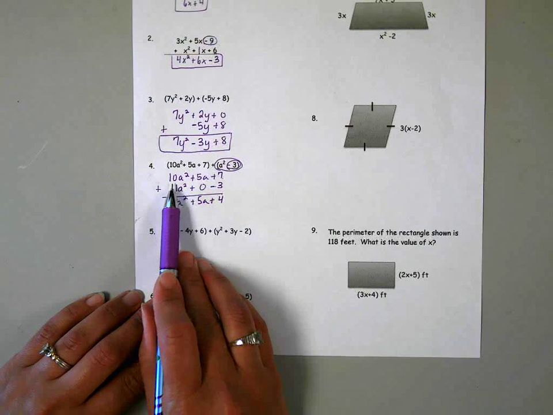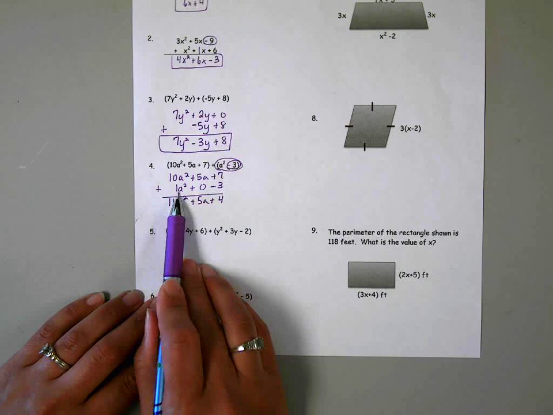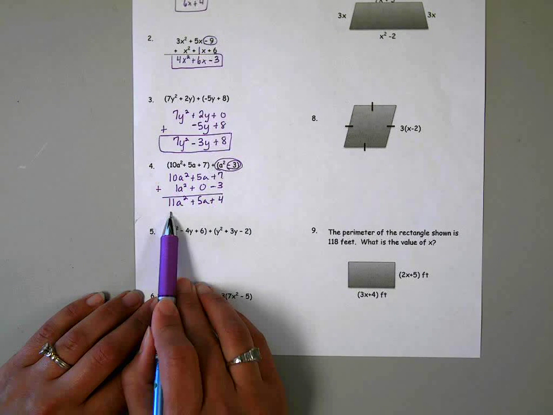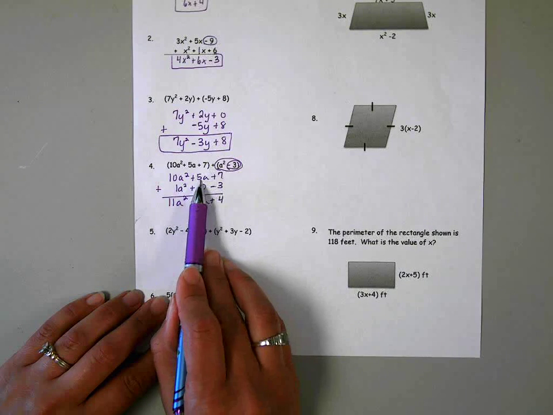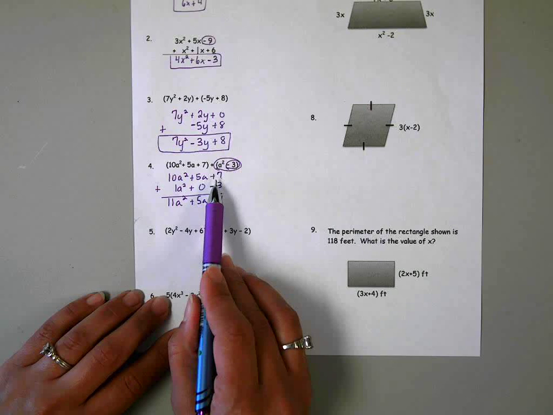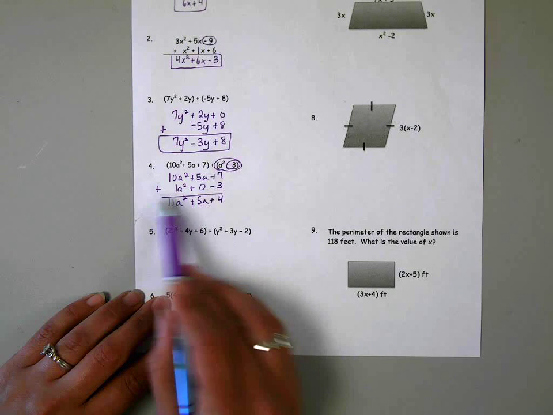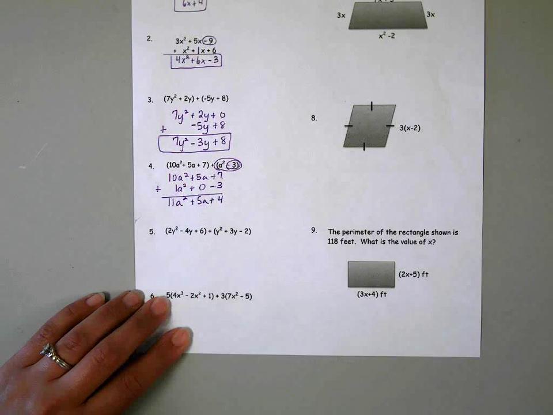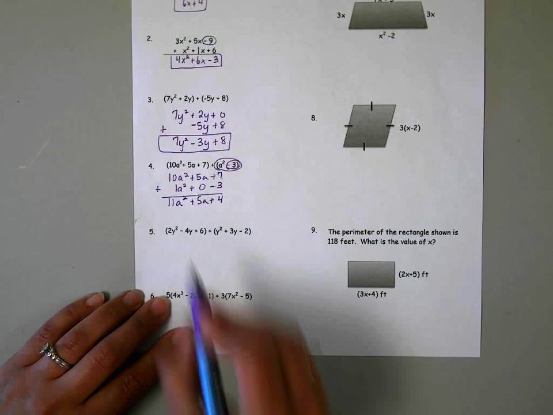So let's look at that again. 10a squared plus 1a squared is 11a squared. 5a plus nothing is 5a. 7, a positive 7, plus a negative 3 is a positive 4.